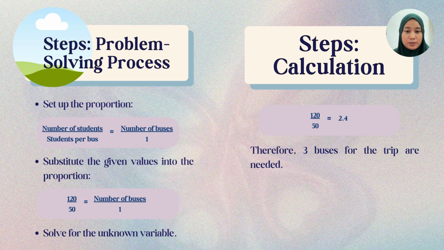Next, we solve for the unknown variable, which is the number of buses. We continue to the next part, calculation. Since we cannot have a fraction of a bus, we round up to the nearest whole number. Therefore, we need 3 buses for the trip.